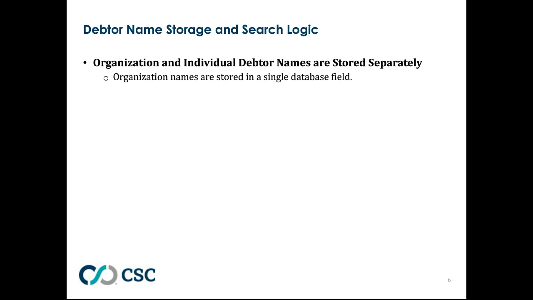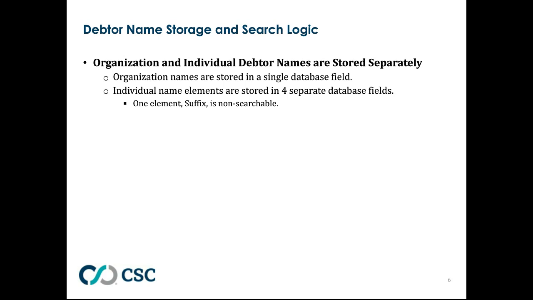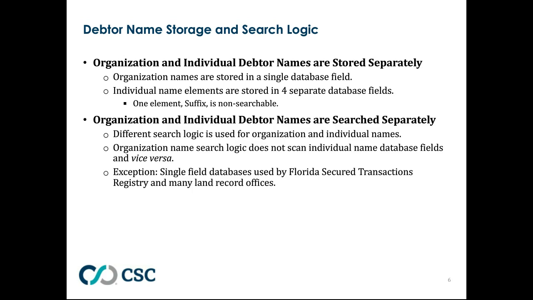Also important to understand that organization and individual debtor names are stored separately. There are different debtor name fields in most state-level filing office UCC systems. And because they're stored in separate database fields, they can't be searched in the same database field. They use different search logic for organization and individual names, and the search logic that's applied will depend on whether it's searched as an individual or organization name, and it will only search the field that corresponds to the type of name being searched. In other words, a search of an organization name is not going to pick up matches that were provided in an individual name field. So there's this different search logic, and it's applied differently.